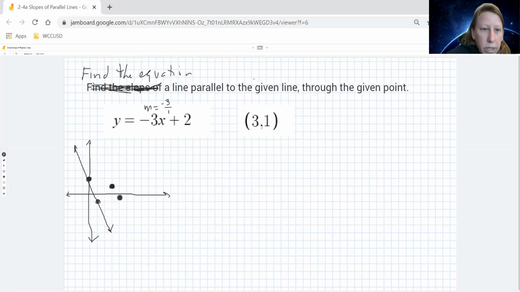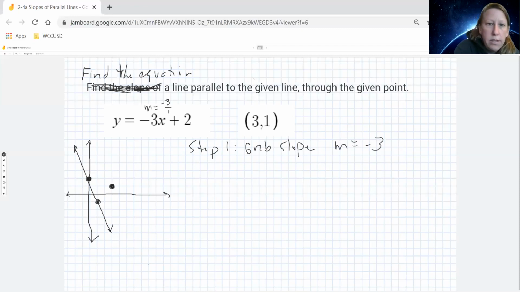Okay, so what am I going to do? Step 1 is to grab the slope. What is the slope of the given line? m equals -3. Step 2, I'm going to say the slope of the parallel is also -3. Step 3, let's practice the first way, where you have y equals mx plus b.